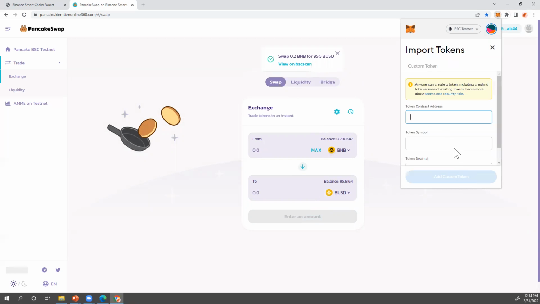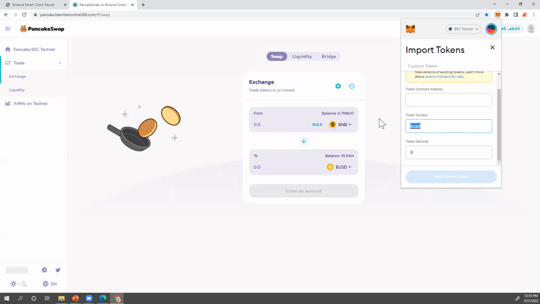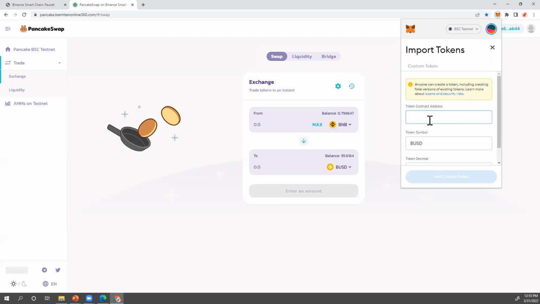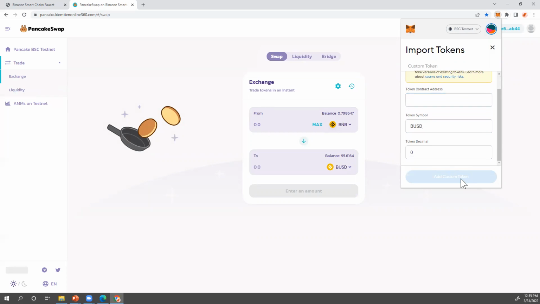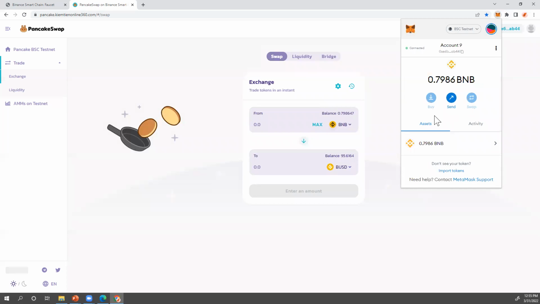So here I see the amount changes. Then how do I see that one? It needs to be BUSD. Because I do not know the contract address, I need to later copy and paste the address to see the BUSD over here. I can import it later. So this is for swapping on the Binance testnet.